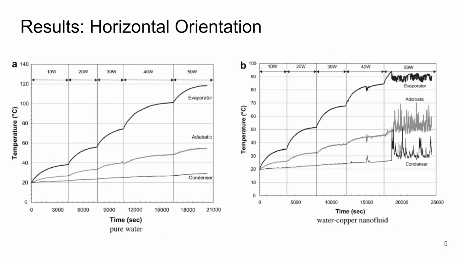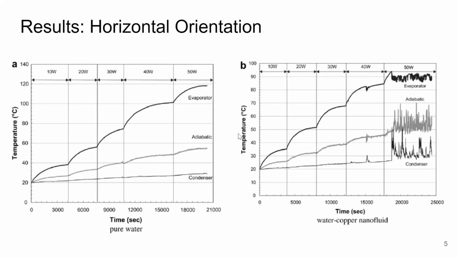So for the experimental results in the horizontal orientation for the deionized water, there were no significant pulsations. However, for the water copper nanofluid, pulsations began to appear at 40 watts and are more apparent at 50 watts, with amplitudes around 5 degrees Celsius at the evaporator, 22 degrees Celsius at the adiabatic section, 23 degrees Celsius at the condenser, which was caused by the lower fluid velocities at 40 watts in comparison to 50 watts.